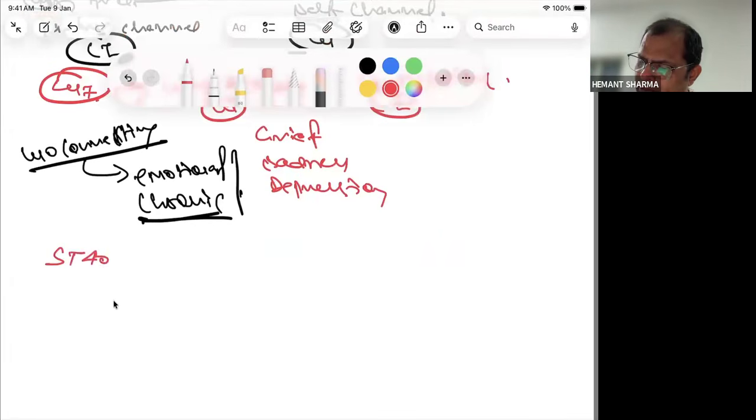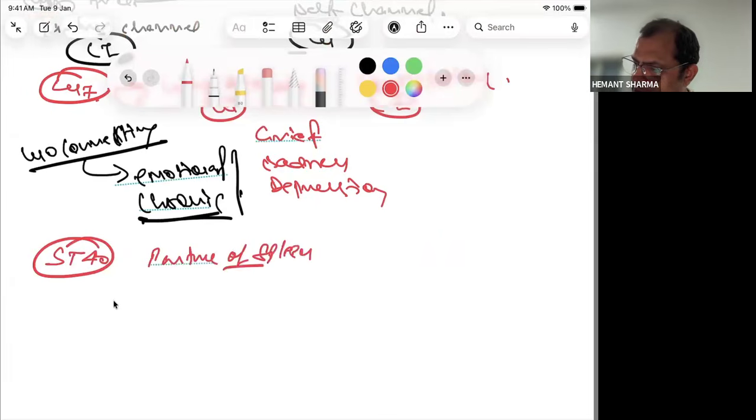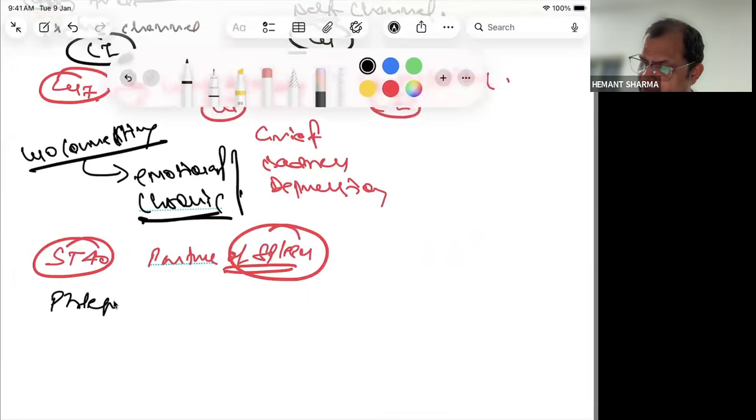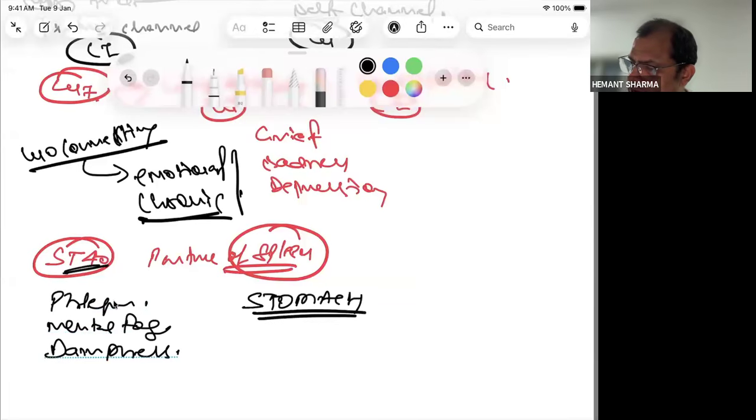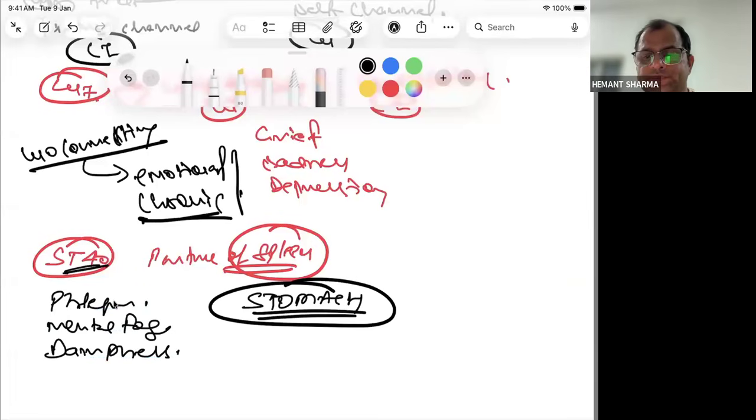In the same way, we talk about Stomach 40. We can take the example of Stomach 40. Stomach 40 is the partner of spleen. And we know spleen disharmony will make the phlegm. So Stomach 40 is good for phlegm, mental fog, formation of the dampness. But Stomach 40 is also very good if there is any problem in the stomach. ये stomach की problem को भी ठीक करेगा. It will not only work on the spleen.